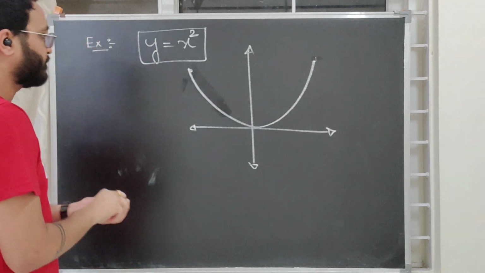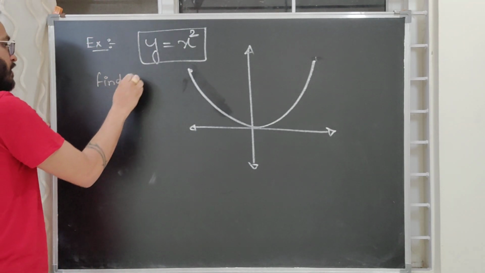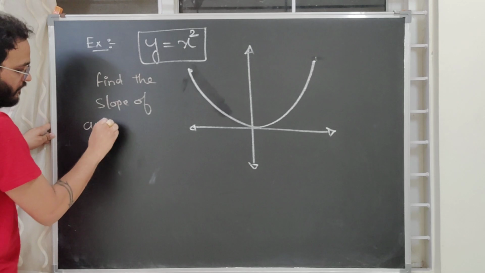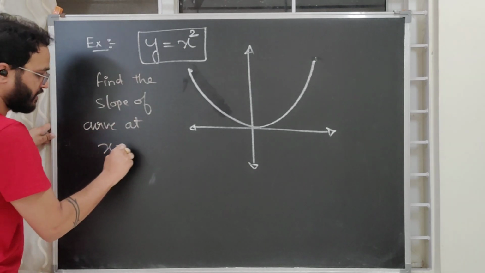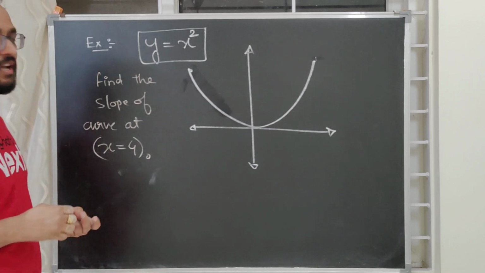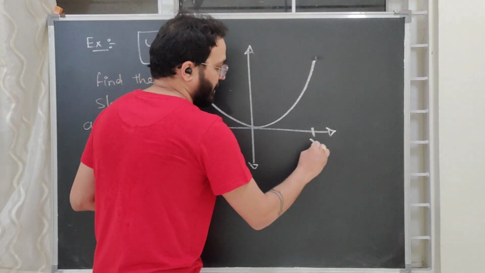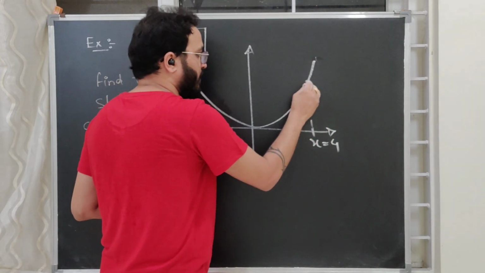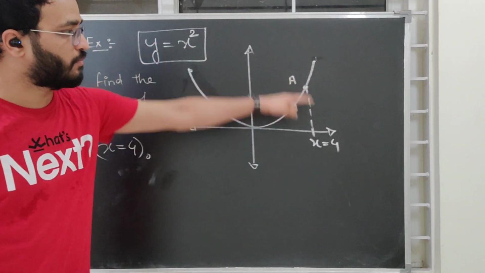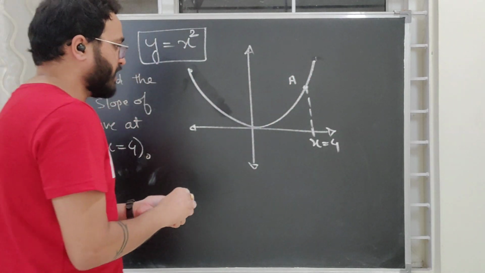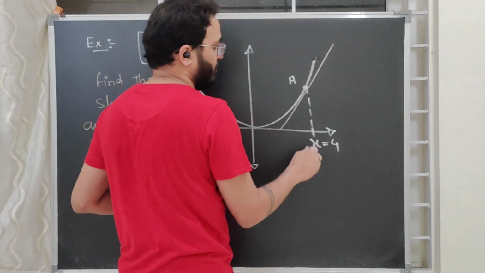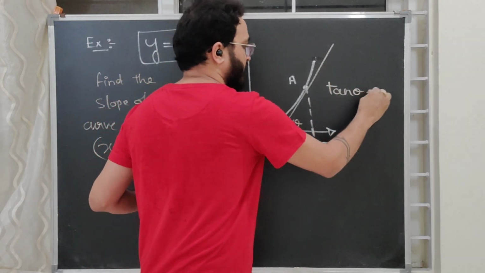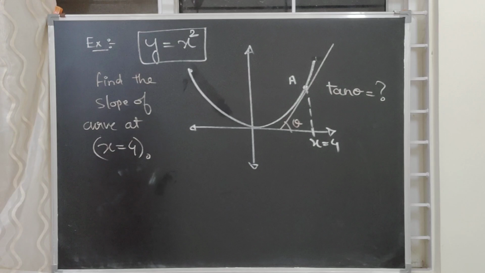Now the question is, find the slope of the curve at x is equal to 4. Simple. They have given you a point at x is equal to 4. Where is that point? Here. So they want you to find the slope of this curve at this point. How will you do it? You will say, sir, very simple. Let's just draw a tangent here. Find this angle theta, and this tan theta will be your answer. Right? This tan theta will be your answer.